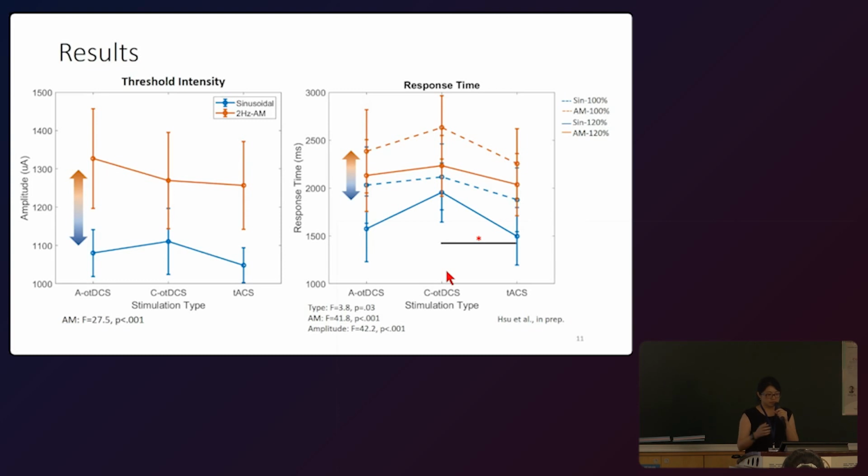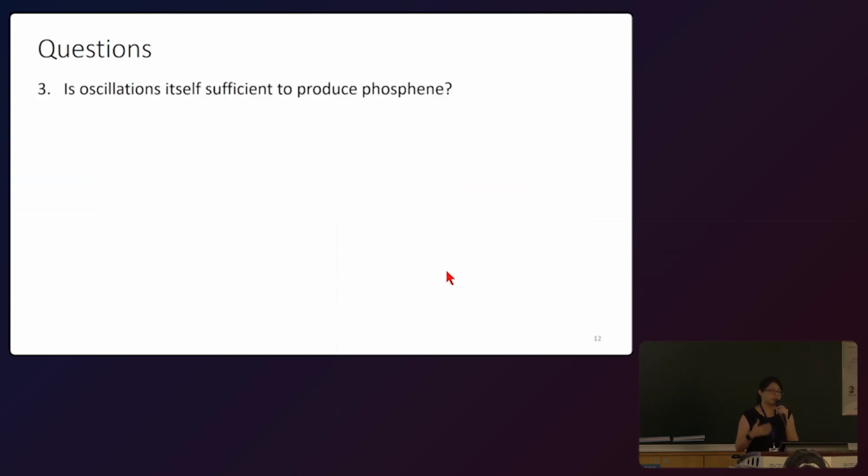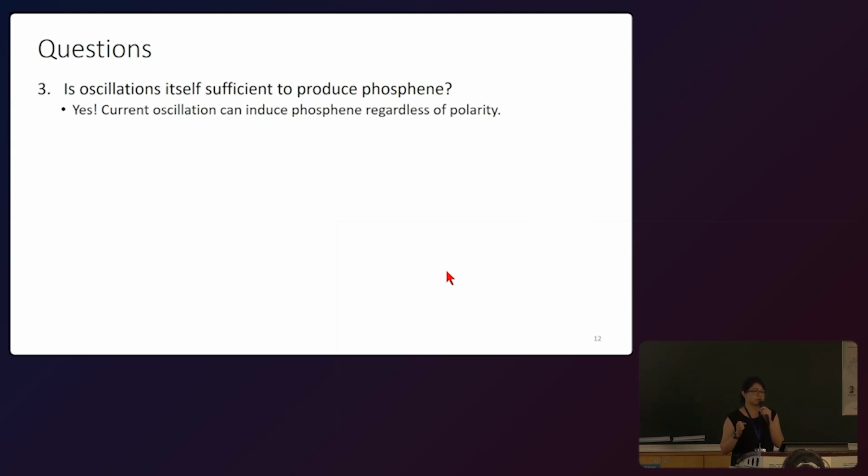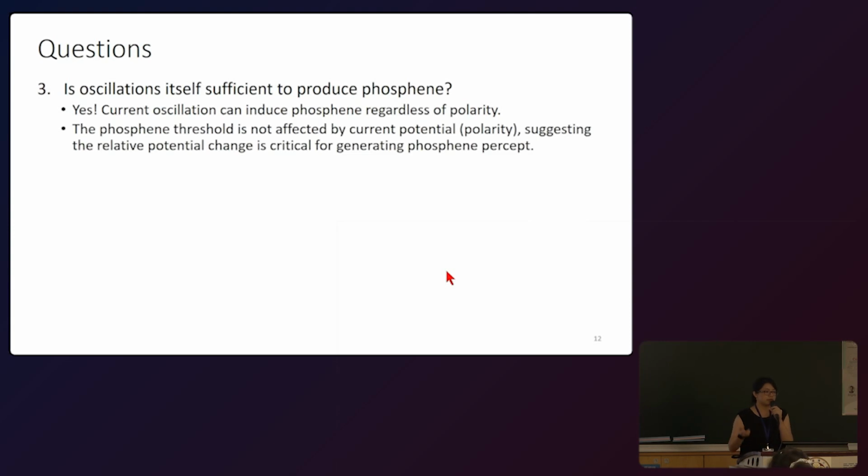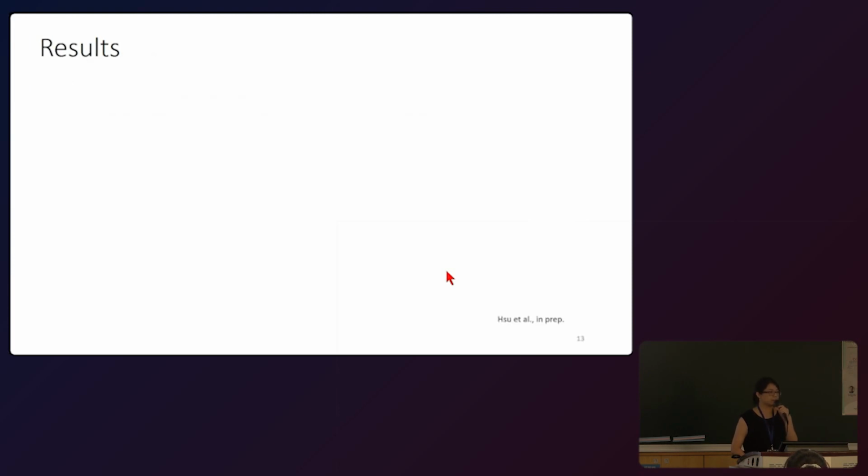So at this point, I think we can answer this third question: is the oscillation itself sufficient for the phosphene percept? The answer is yes. The current oscillation can induce phosphene regardless of polarity. And also we notice that the phosphene threshold is not affected by the current polarity, suggesting that the relative potential change rather than polarity is more crucial for generating the phosphene percept.